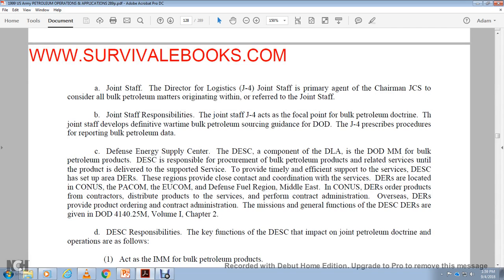Defense Energy Support Center. The Defense Energy Support Center, a component of the DLA within the DOD, is the IMM for bulk petroleum products. It is responsible for the procurement of bulk petroleum products and related services, ensuring the products are delivered and support services provided with timely, efficient support through the Defense Energy Regions. These regions are in close contact and are located within CONUS, PACOM, EUCOM, and the Mideast. The CONUS Defense Energy Region orders product from the contract distributor and performs contract administration, as provided in Department of Defense 4140.25-M, Volume 1, Chapter 2.